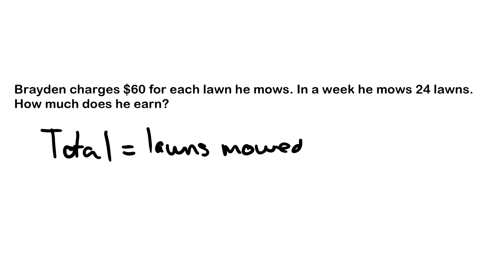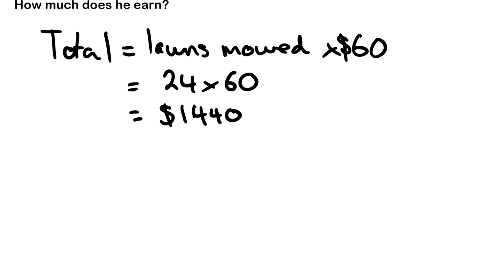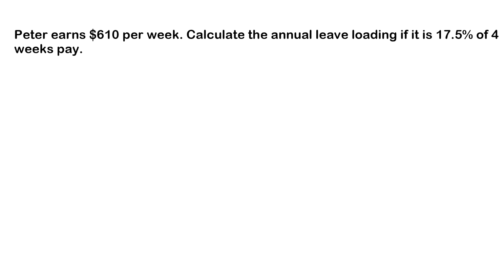Now Braden charges $60 for each lawn he mows. In a week he mows 24 lawns. How much does he earn? So this is a type of piecework. His total pay is going to be, obviously, his lawns mowed multiplied by his $60 that he gets per lawn. So it's going to be 24 times 60, which comes out as $1,440 for mowing lawns.